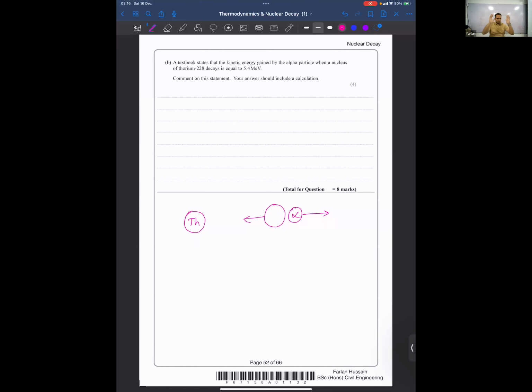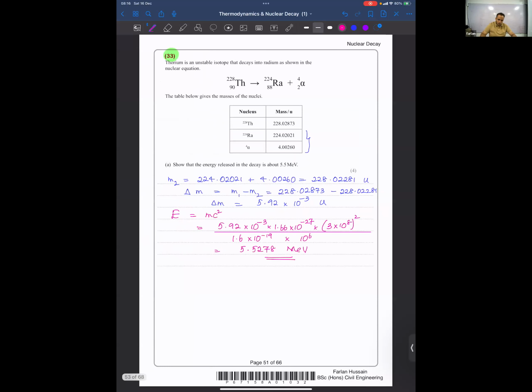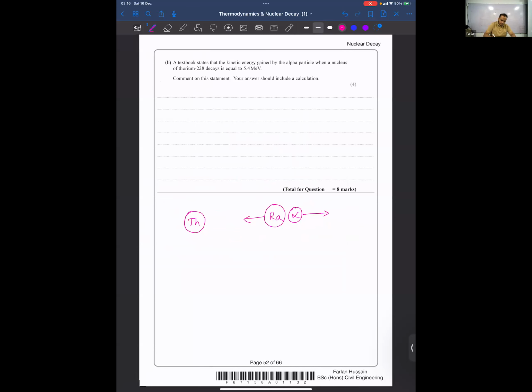So here, the thorium nucleus is at rest. So it emits a particle, and the rest of the thorium nucleus has to recoil, which is what we call the radium. Am I right? Agreed? Fine.